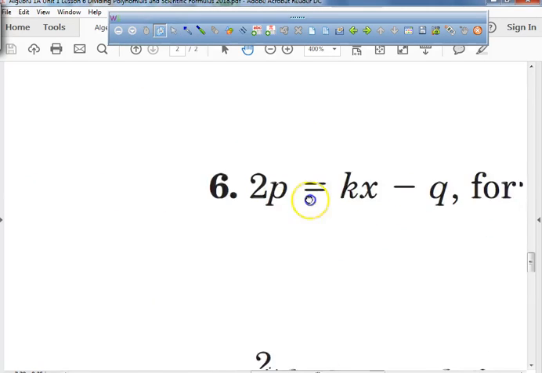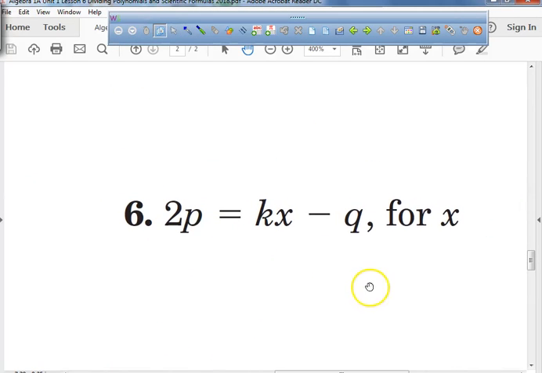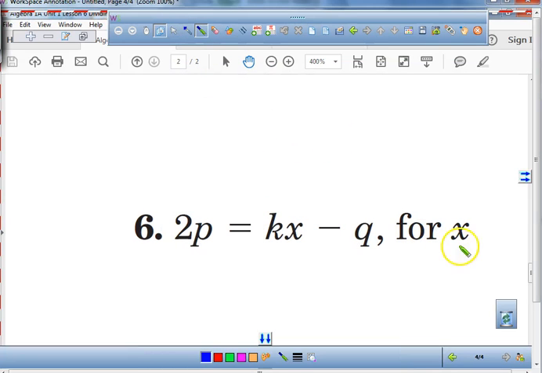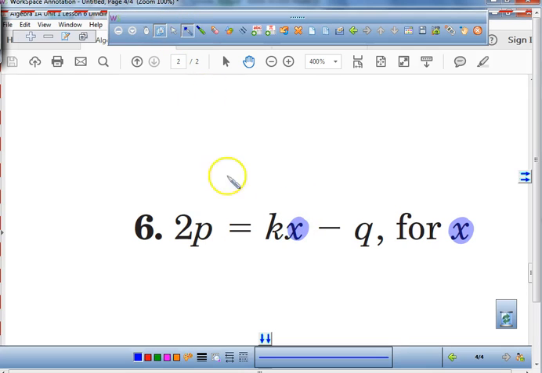All right, number 6. See if they can give us a hard one. So far it's been pretty easy. All right. We're solving for what? We're solving for x. All right? You don't have to do this, but basically what I'm doing right now is I'm just highlighting. So my brain's recognizing this is what I'm trying to get by itself.